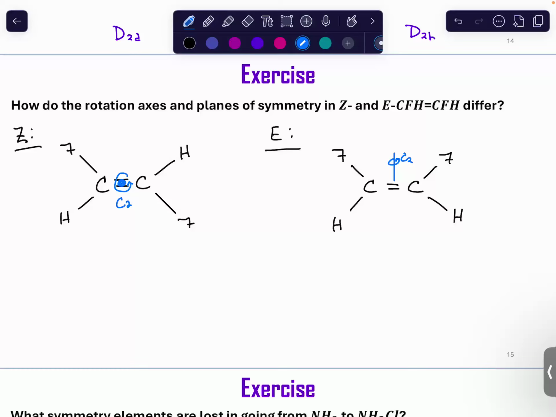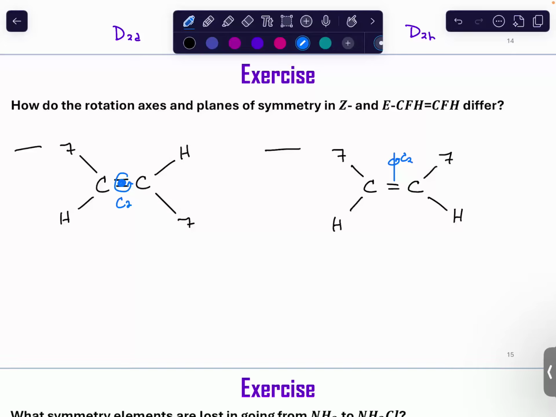Now, what about reflection planes? Do the E first because it's the easiest. Reflection planes. You can just go right down the middle, like cut that double bond in half. Oh, hang on. Did I put those in the right place? Oh, and it's not homo, it's trans. I did these backwards.